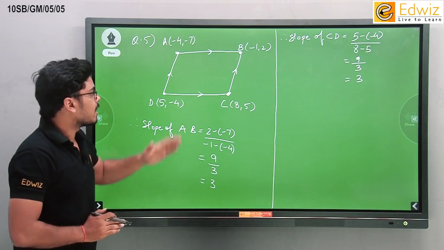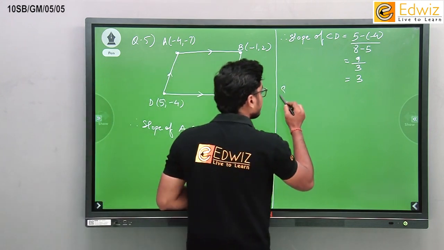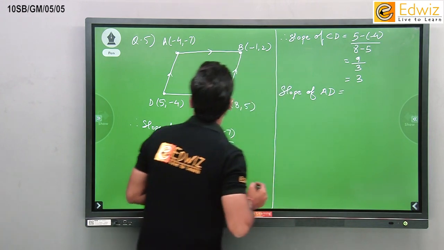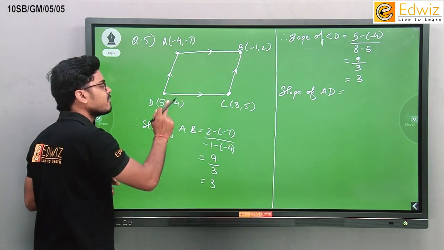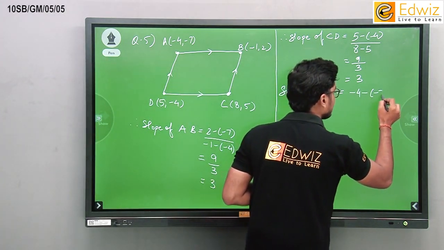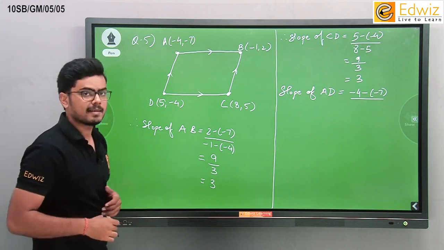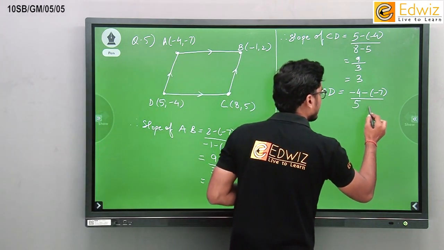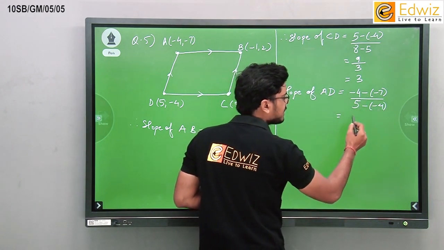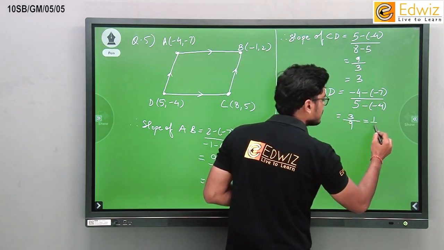because the slopes of both are the same. Now let's check for AD and BC. Slope of AD will be equal to, for A and D, y2 minus y1 which is minus 4 minus minus 7, divided by x2 minus x1 which is 5 minus minus 4. So this will be equal to minus 4 plus 7, that is 3, divided by 5 plus 4, that is 9, that is 1 upon 3.